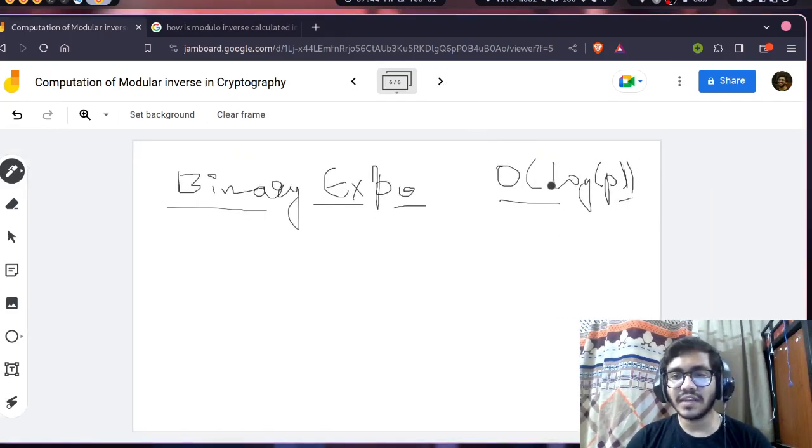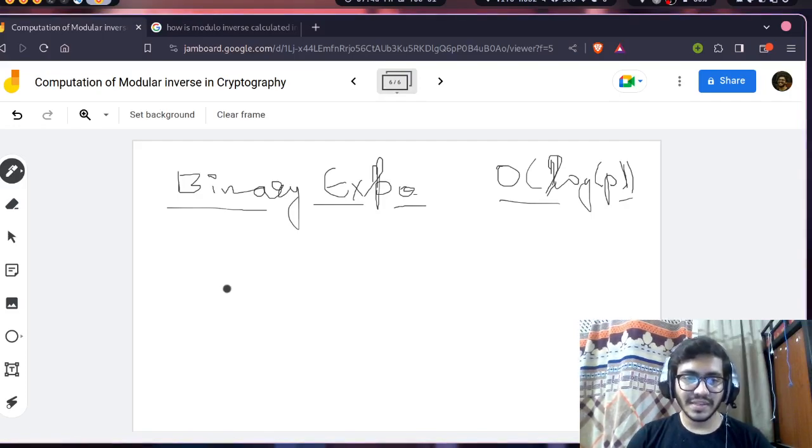So we are not getting any worse time complexity, and plus binary exponentiation and technically calculating mod inverse using this Fermat's theorem is a lot safer than doing it using the extended Euclidean theorem. And computationally, it's easier to implement as well, which we'll be seeing later. Alright, so what is binary exponentiation?